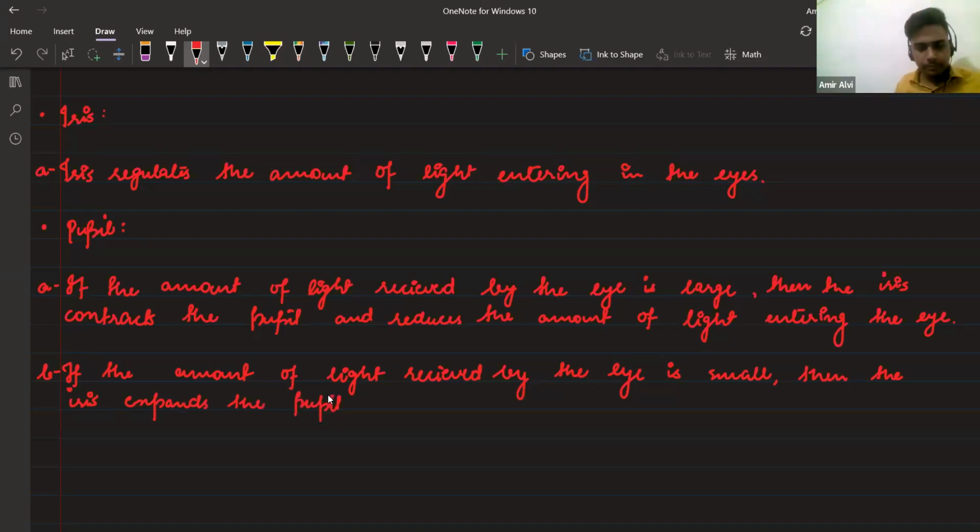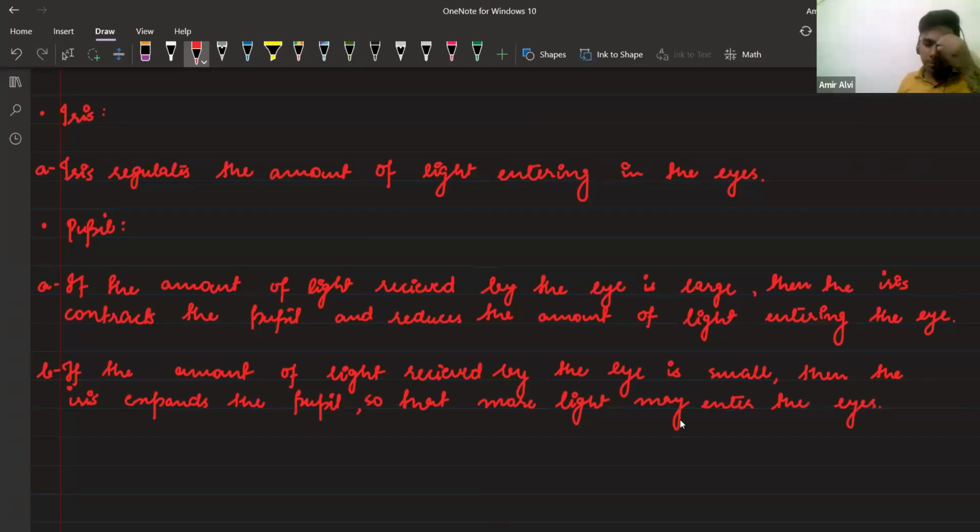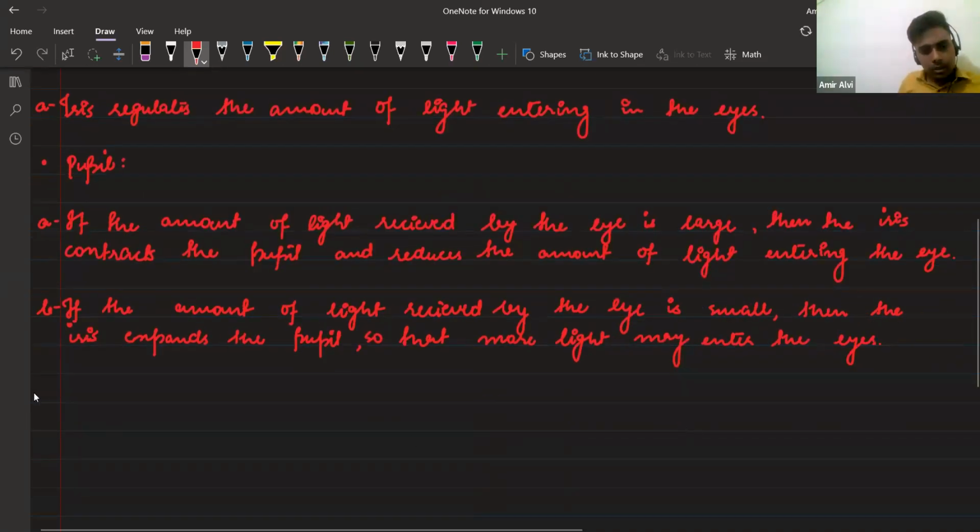the pupil expands so that more light may enter the eye. Everyone, please let me know once. Okay. So this is the function of the pupil.